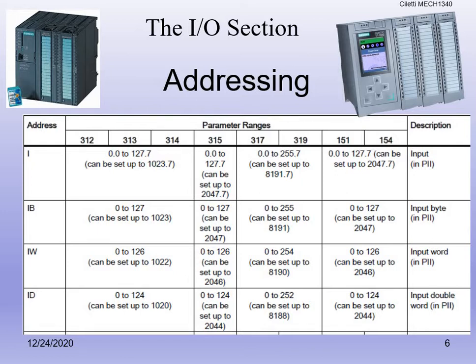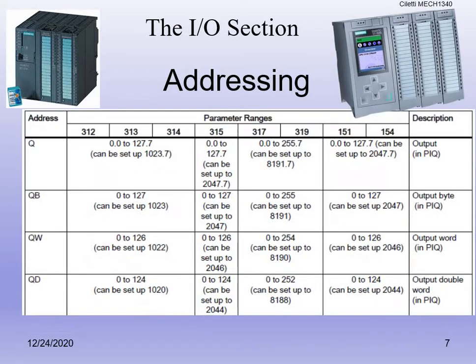And then addressing just changes as we add more modules on, more slots on, so that we can get more I/O on. It's really kind of how it goes. They still use the I, IB, IW, ID kind of tag when we're adding more addresses. Okay, so that's really what it is on the left-hand side. For what we're doing in class, at our level, we're not going to be going above 128 anyways. So we will be good. Okay, and then if it just needs to keep going, this is how we do the same exact thing with outputs.